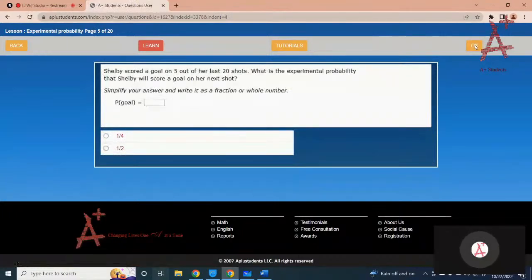Okay, the next one is: Shelby scored a goal on 5 out of her last 20 shots. What is the experimental probability that Shelby will score a goal on her next shot? So it would be 5 over 20, and the answer in lowest form is 1 over 4. Got it?